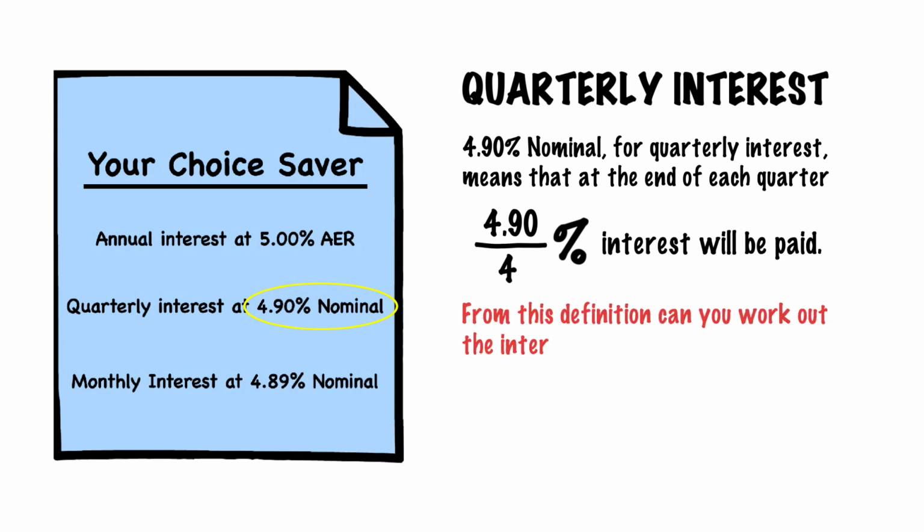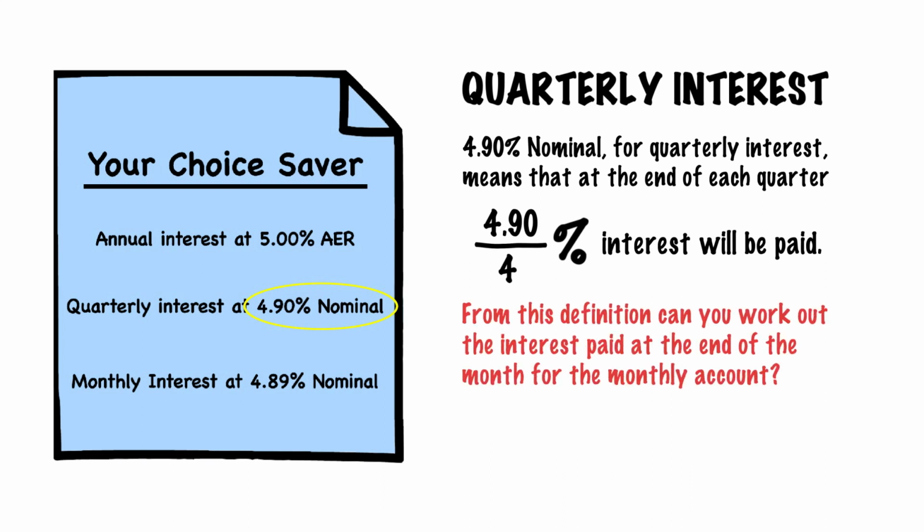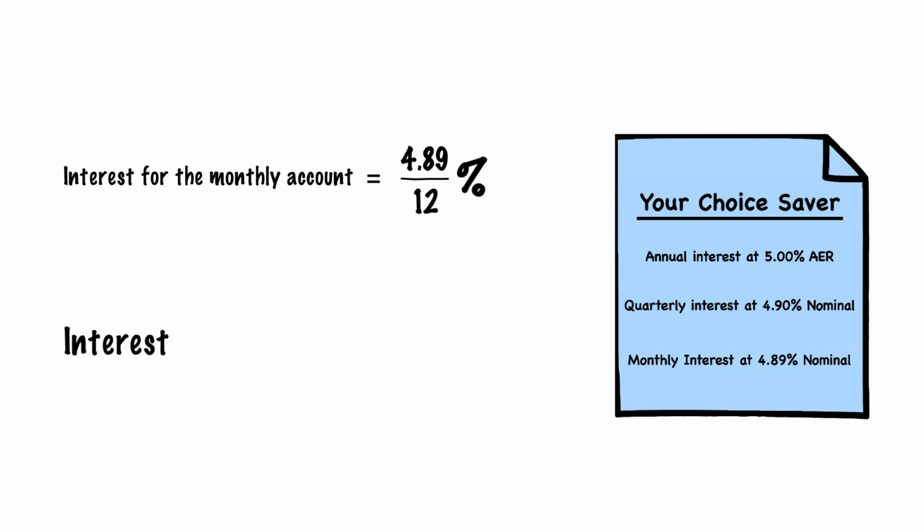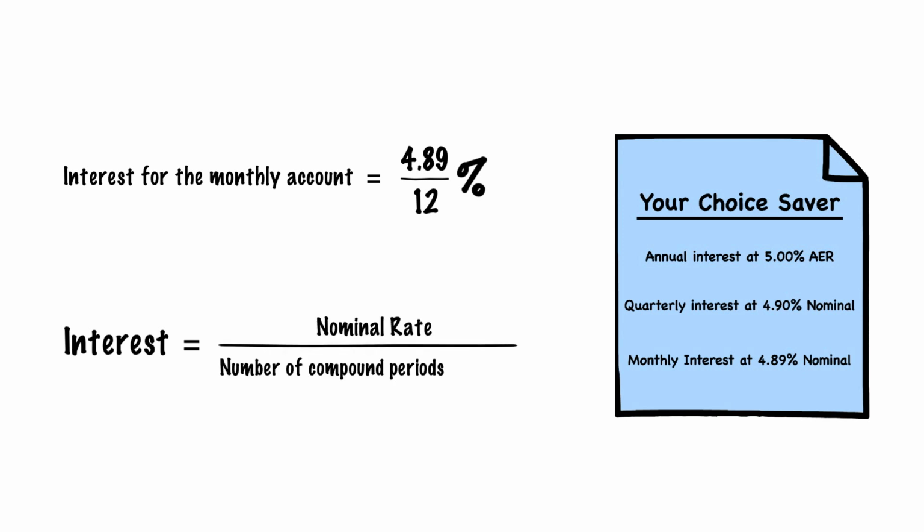4.90 over 4% interest will be paid. From this definition, can you work out the interest paid at the end of the month for the monthly account? You may wish to pause the video. So for the monthly account, the interest paid at the end of each month is 4.89 divided by 12, as there are 12 monthly compounding periods in a year. So in general, the interest paid for a particular compounding period can be found by dividing the nominal rate by the number of compounding periods in a year.